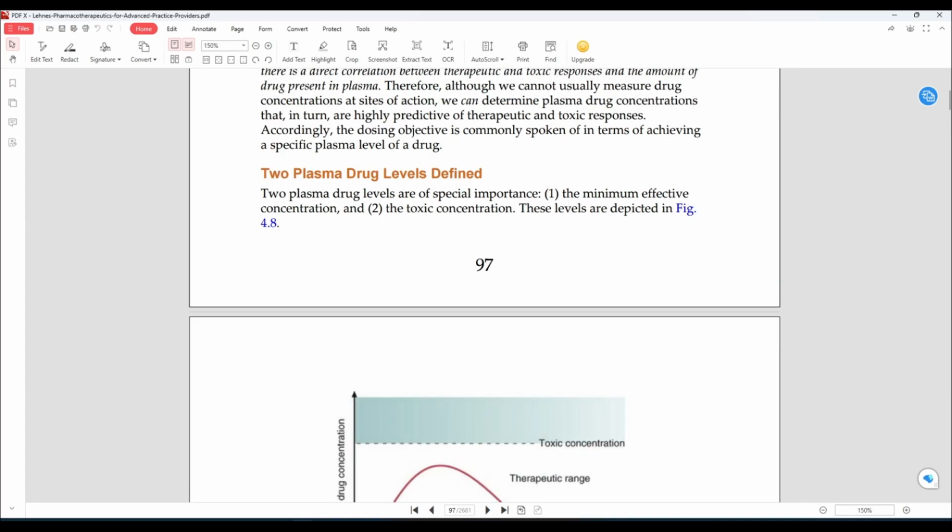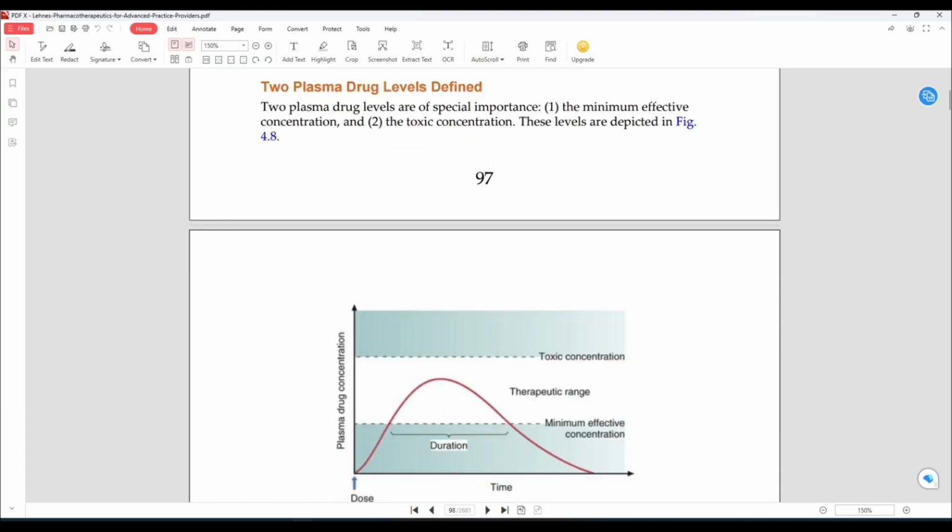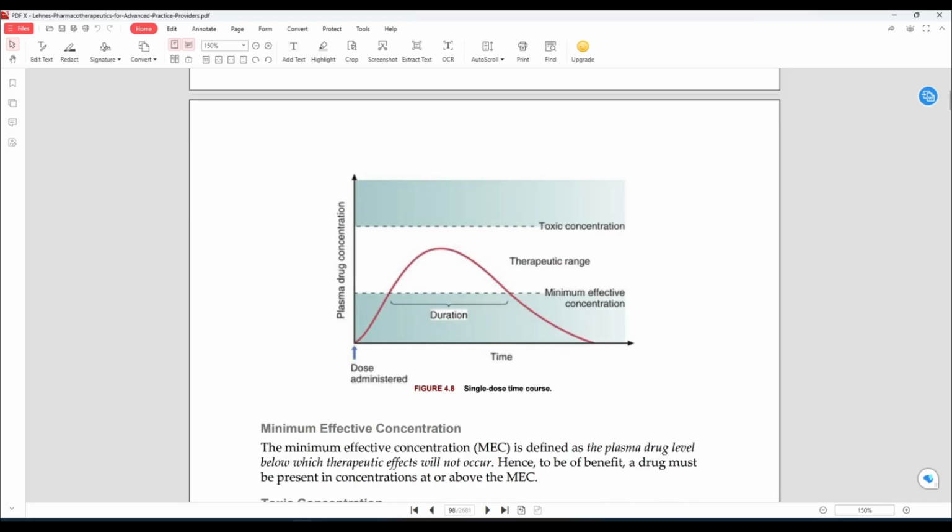Two plasma drug levels defined. Two plasma drug levels are of special importance: the minimum effective concentration and the toxic concentration. These levels are depicted in the following figure, so here's a good spot to hit pause so you can review that.